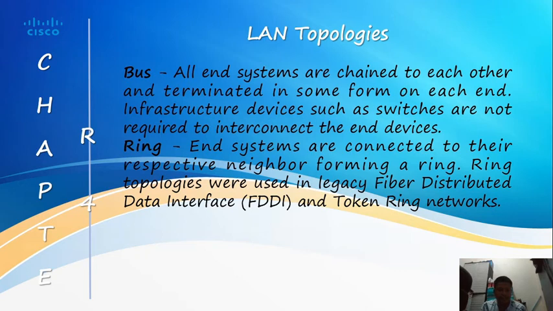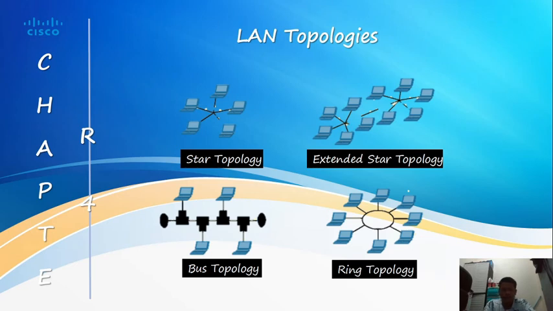So, bus and ring. Bus is where all end systems are chained to each other and terminated on each end. Infrastructure devices such as switches are not required to interconnect the end devices. Ring. Ring is where the end systems are connected to their respective neighbor, forming a ring. Ring topologies were used by legacy fiber distributed data interface, or FDDI, and token ring networks. So this is an example of the star topology, extended star topology, bus topology, and the ring topology.